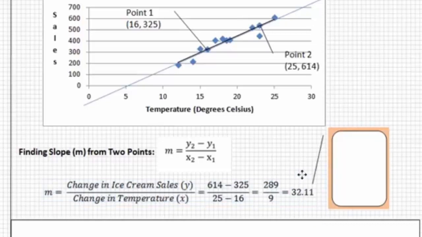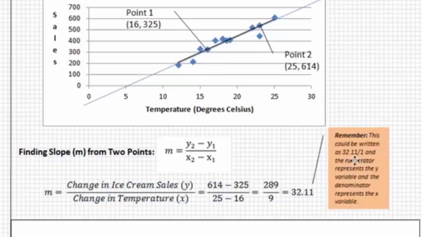And that's going to give me 32.11, 32 and 11 hundredths. So it's important to remember what this is again. Right here I have a little reminder, and please copy this down: 32 and 11 hundredths could be written as 32 and 11 hundredths over 1, and the numerator, which is 32 and 11 hundredths, represents the y variable, and the denominator, which would be 1.